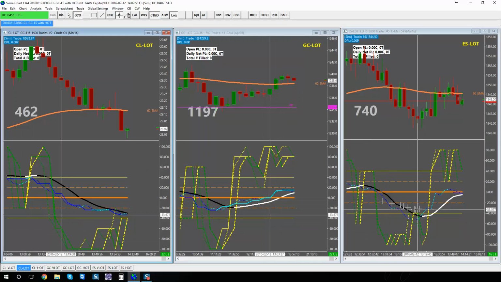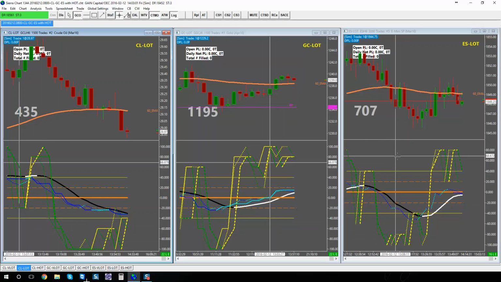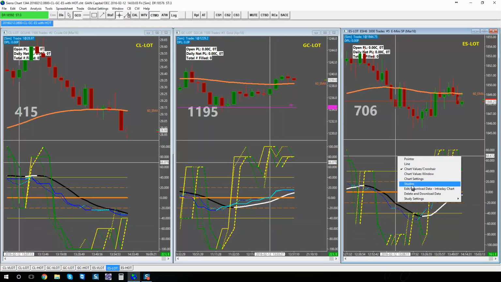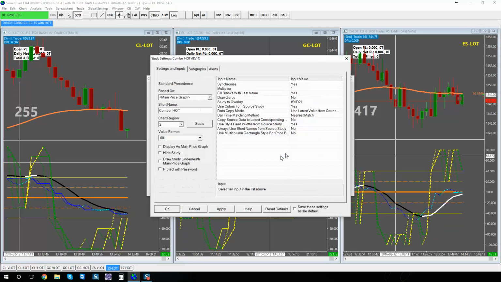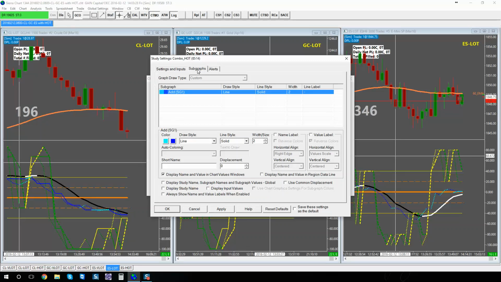Now I need to fix a problem here with the ES because I'm not seeing the ES HOT. So I've got to find out why I'm not pulling in the ES HOT. The combo HOT. There's the combo HOT. Yep, it should be coming from the 6,000 tick chart. But why aren't we seeing it? Let's go look and see. Yeah, we're pulling in combo A. We should be seeing it. It's not hidden. And yet we're not seeing it. I'm wondering why.